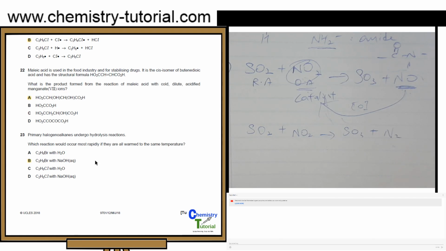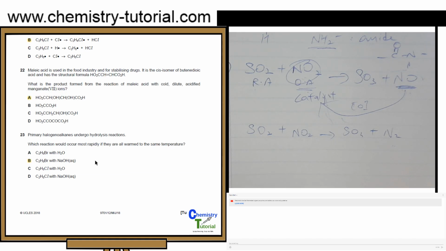That's a hydrolysis process, or nucleophilic substitution. Since this is a primary halogenoalkane, we should expect an SN2 reaction. Now, which reaction will occur most rapidly if they are all warmed to the same temperature?